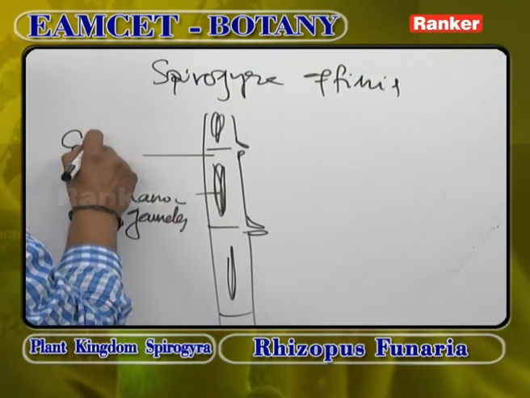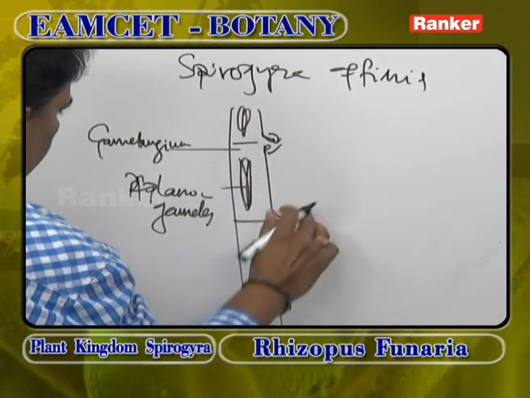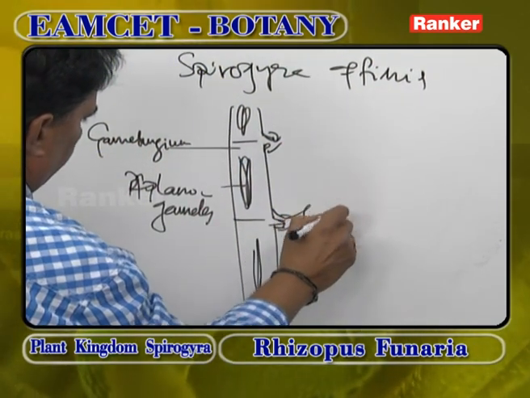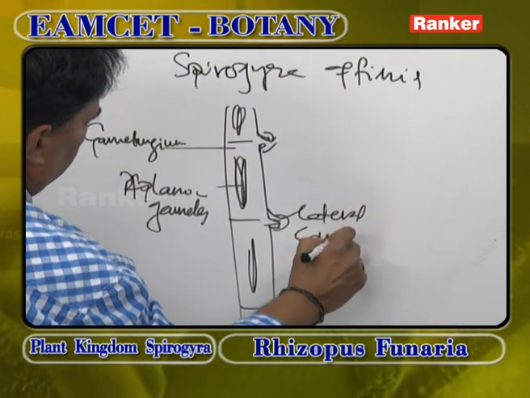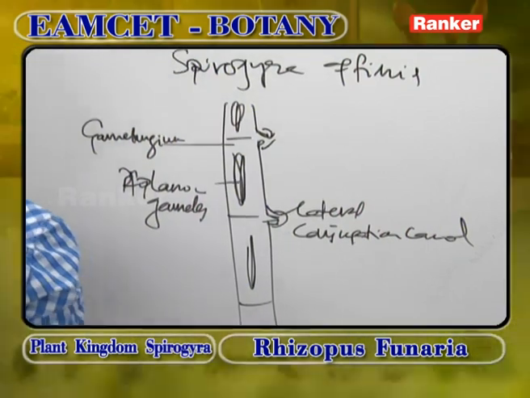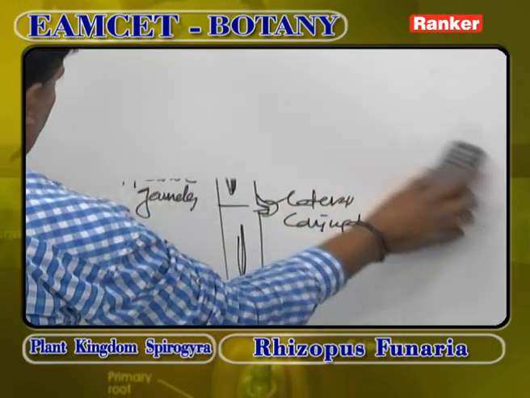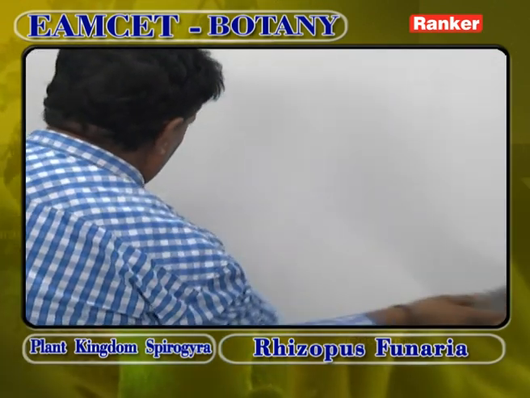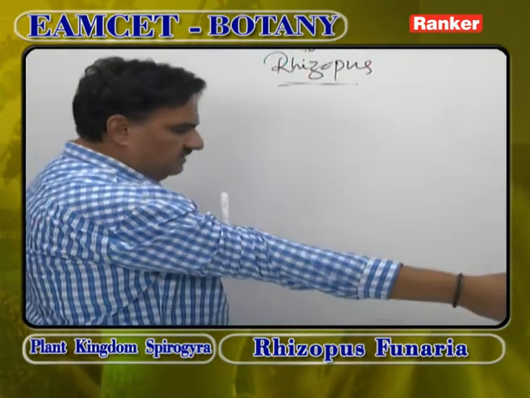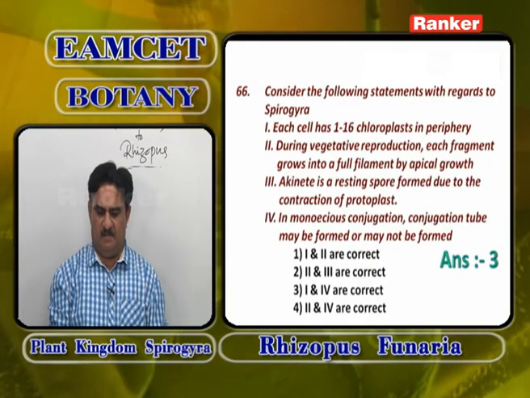The cell with a planogamete is called gametangium. These will grow and ultimately fuse to form a lateral conjugation canal. So, in Spirogyra affinis, lateral conjugation canal is formed. In Spirogyra jogensis, conjugation canal is not formed. The fourth option is that in monoecious conjugation, the conjugation tube may be formed or may not be formed. May be formed is indirect, may not be formed is direct.